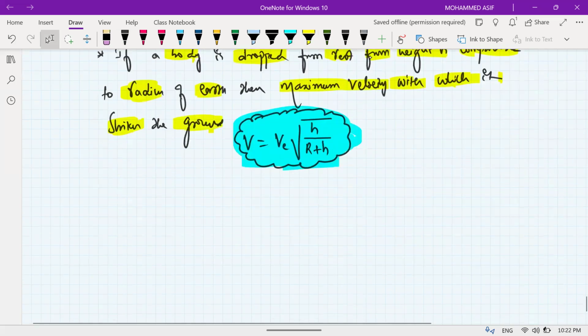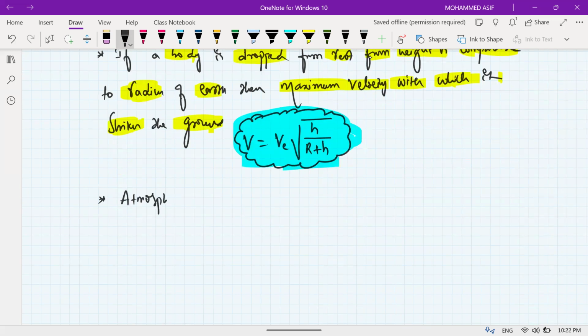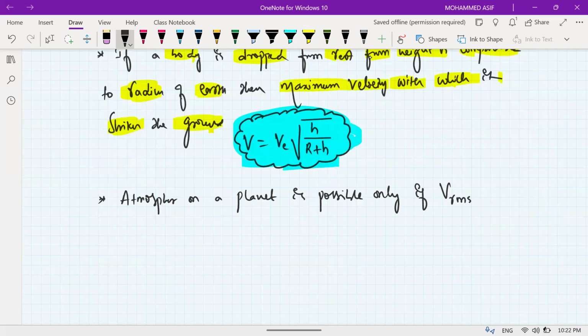And here we'll ask one more conceptual question. I hope you already know it. Atmosphere on any planet is possible only if the RMS velocity, v_rms, is lesser than the escape velocity of the gas molecules. v_rms is nothing but the RMS speed of the gas molecules. That is a condition you need to remember. Am I clear?